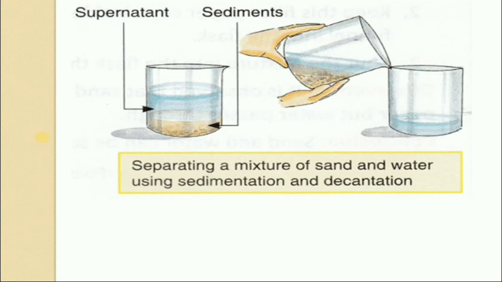This process of separation based on weight is known as sedimentation. Sedimentation is nothing but settlement, and the sand particles which are settled at the bottom are called sediments, and the water layer which is above is called supernatant. Up to this, the process is known as sedimentation.